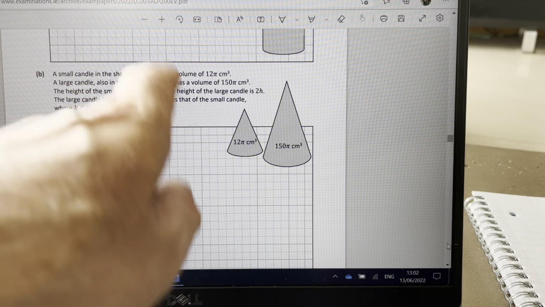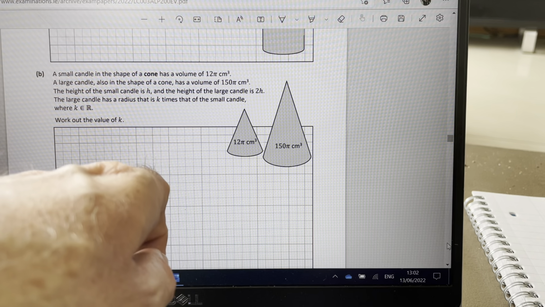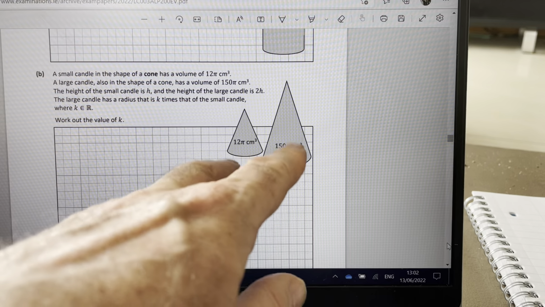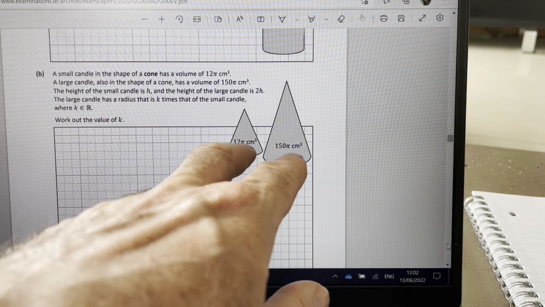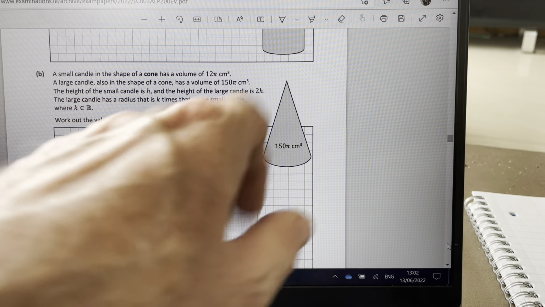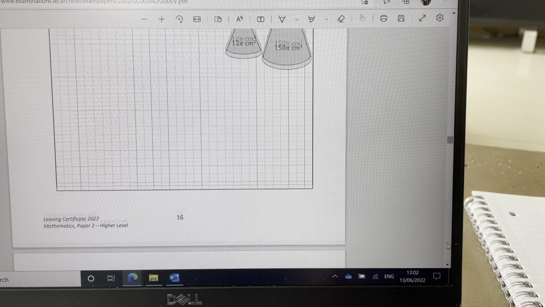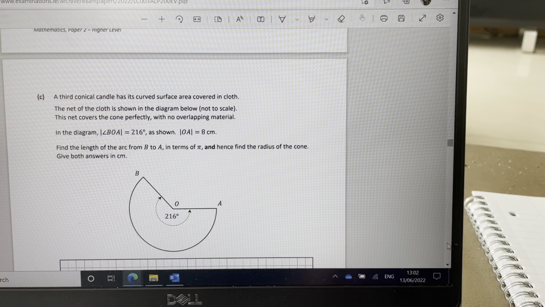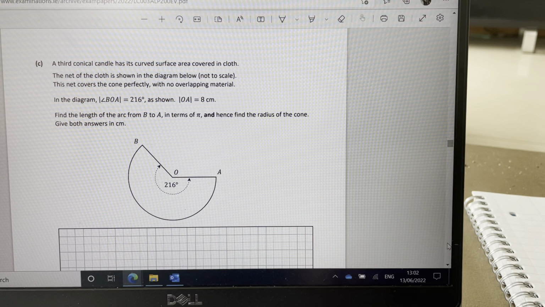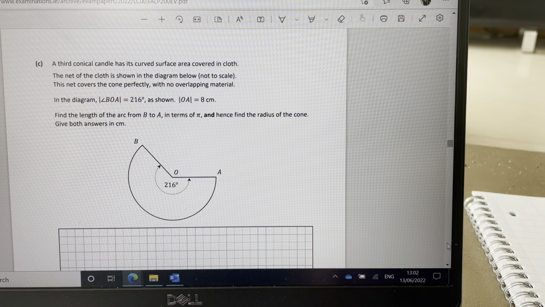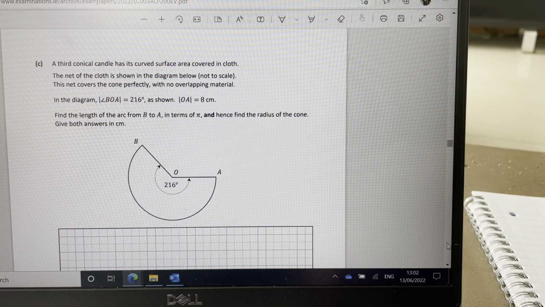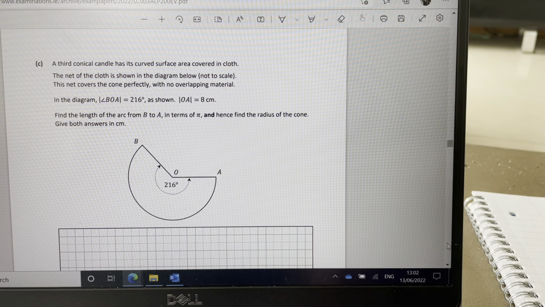Okay, large candle cone. They like those kinds of questions where you have a ratio between the radii or something like that, and then how does that relate to the volume ratio. And it's interesting, the third conical candle has its curved surface area covered in cloth. The net of the cloth, okay. We haven't seen nets in quite a while, and that was a Junior Cert area, so I'm surprised to see that. That might throw people a little bit.